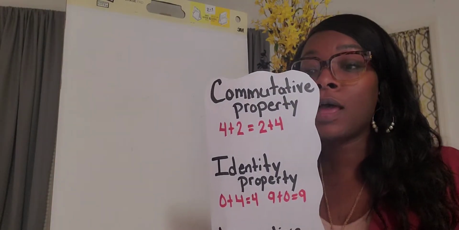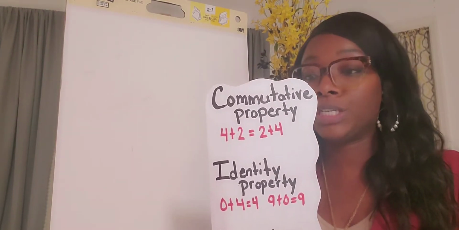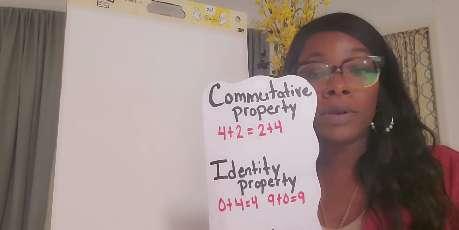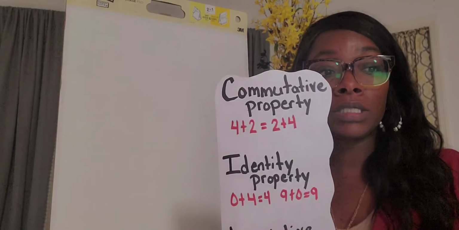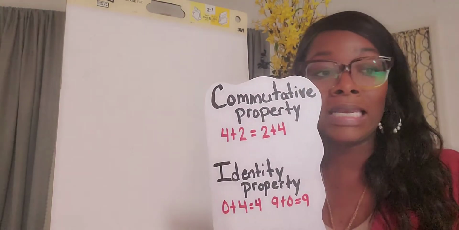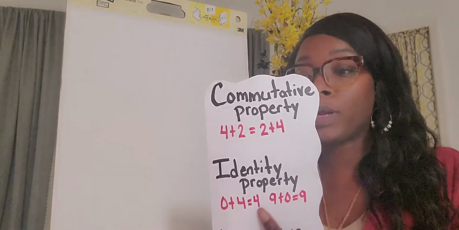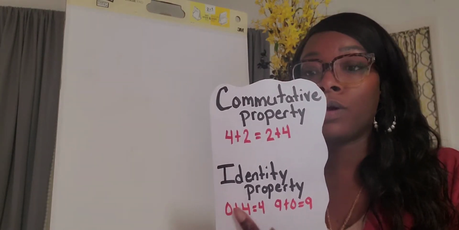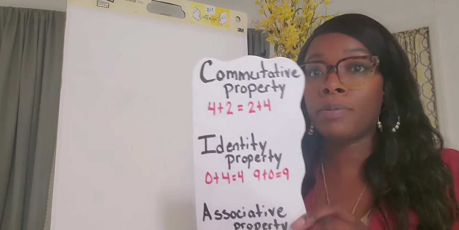Our next vocabulary word is identity property of addition. An identity property states that the sum of 0 and any other number is that number. So whatever you add to 0, it's going to be whatever that number is. That's what the identity property says.